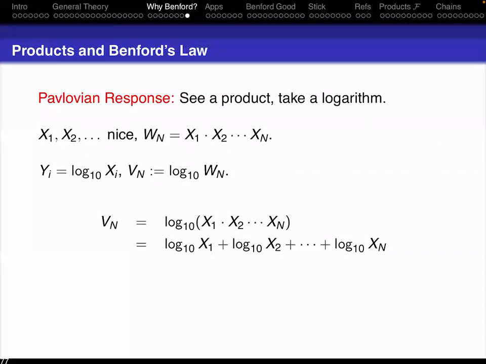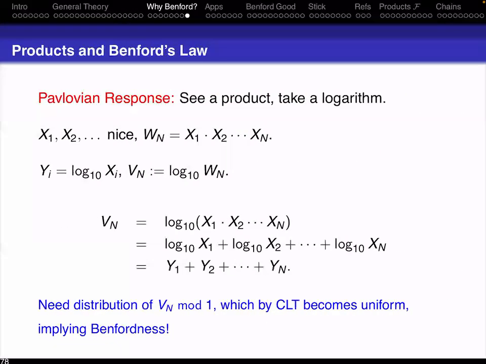These are just random variables. What can you tell me about that sum as n gets very, very large? It approaches a normal. Yeah, so it approaches a normal. And if that normal has a growing variance, then it's going to approach a normal which, when you look at it mod 1, is uniform. Oh, well, if this is converging to a uniform mod 1, then when I exponentiate, I have Benford. That means wn should be Benford. So this is a quick proof of why so many different things are Benford.